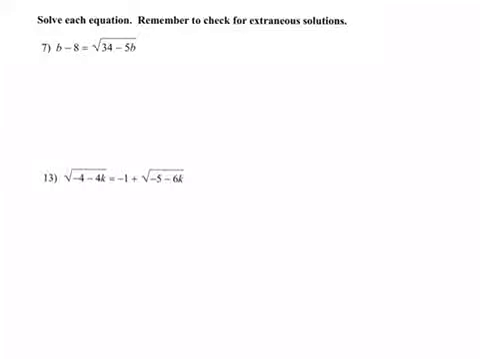Alright. So this one here is kind of like number 8, the one we just did, except it's already kind of sorted out. So I need to square both sides. On the right hand side I'm going to end up with 34 minus 5b. Left hand side I'm going to end up with b squared minus 16b plus 64, because I foiled it: b minus 8 times b minus 8, and FOIL.